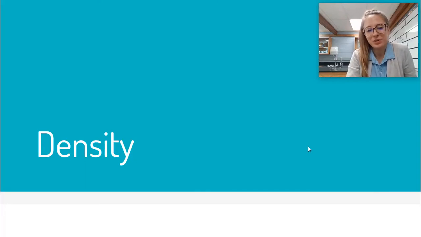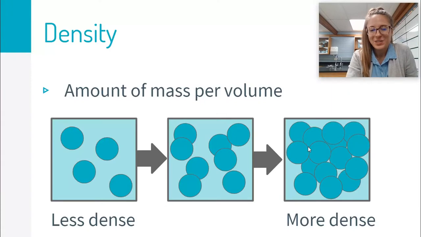In this video, I'm going to teach you about density. So the definition of density is the amount of mass per volume for a given substance. On the screen, you see three different substances of greater and greater density. The box represents a given volume. So we are going to keep the volume the same for all three substances. The blue circles are going to represent the mass.